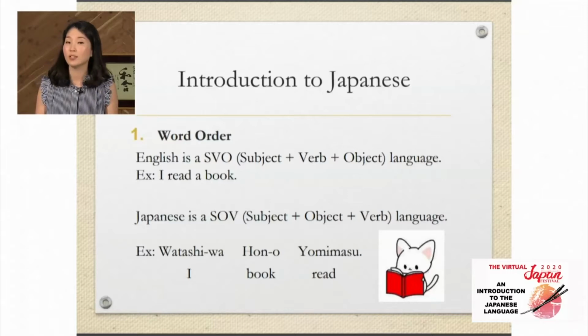Now, Japanese has a different word order. It's called an SOV language. So subject, object, and then the verb comes at the end of a sentence. So I read a book will be: I, watashi wa; book, hon o; read, yomimasu. Okay?